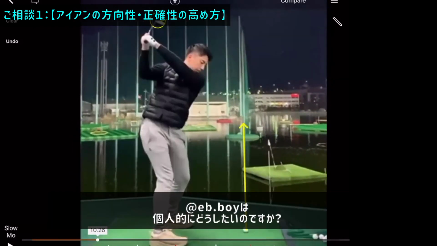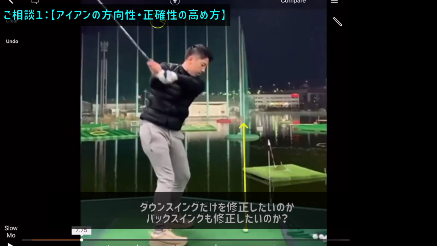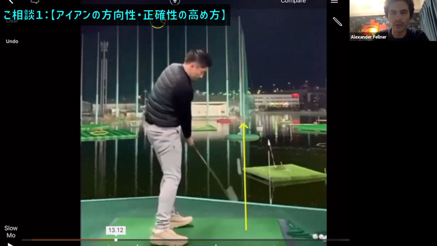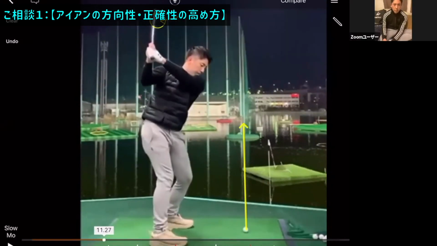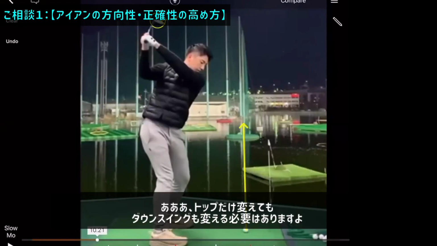Okay, so in his personal opinion, what would he want to do? Would he want to just fix it with the downswing, or would he want to have the backswing change? It's up to him. Would it be easier to also fix the backswing and change the face direction, or to change only the top position so that the face at impact is square? Which is easier? He'd rather change the top position. Understood.